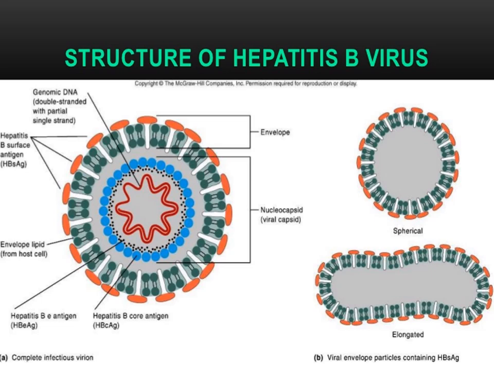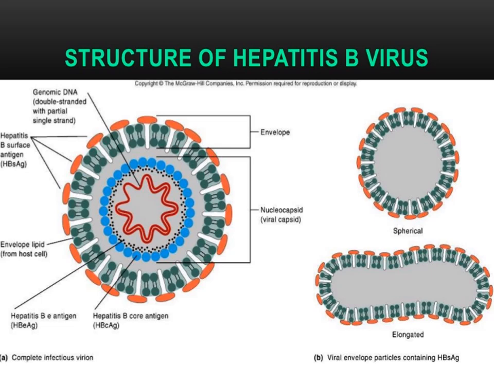Then you can see there is a blue-colored dotted lining surrounding a core, that is a capsid. In between the red-colored double-stranded genome and the blue-colored core, there are black-colored dots, which are actually the hepatitis B E antigen, and the blue-colored core consists of core antigen, that is HBc antigen.